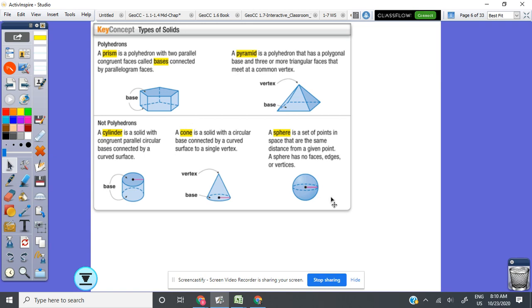It's a cone. And lastly, I think you guys all know what this is. It has no faces, edges, or vertices. It is just a ball, a sphere, a three-dimensional circle we call a sphere. Again, polyhedrons, flat sides, not polyhedrons, curved sides.